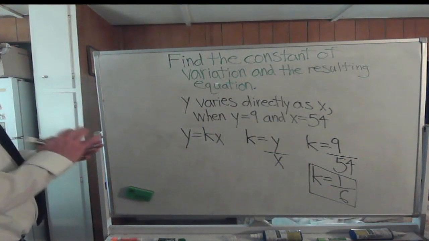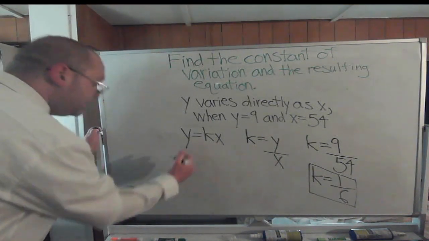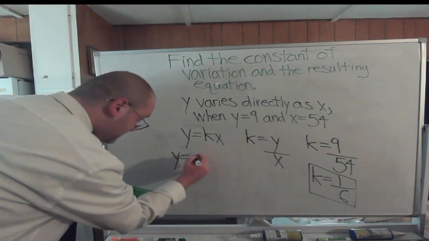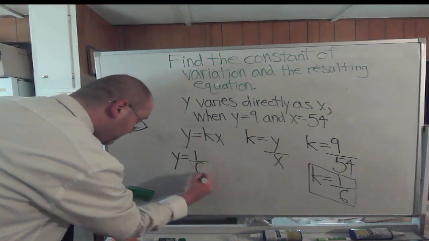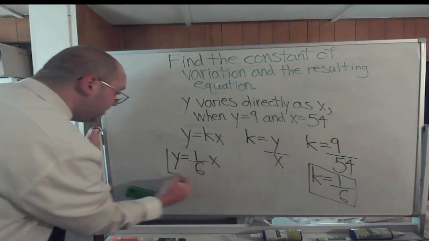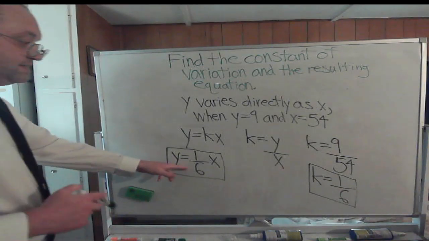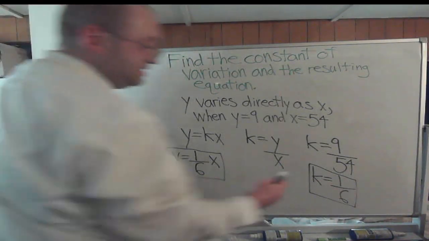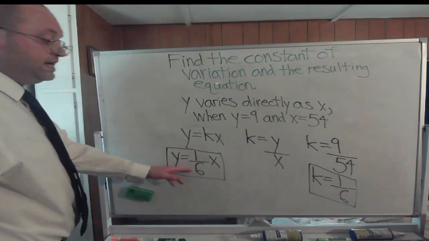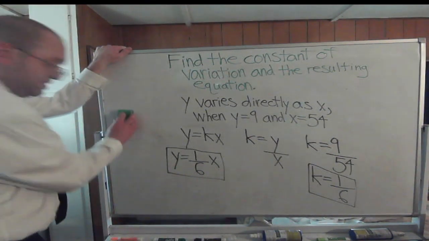The second part is the resulting equation. That's easy. All you're going to do is keep your y, set that equal to your k, which is 1/6, that's your constant of variation, times x. So the resulting equation from this is y equals 1/6 x. So we have a constant of variation of 1/6. The resulting equation from that is y equals 1/6 x. And I do got more examples here.